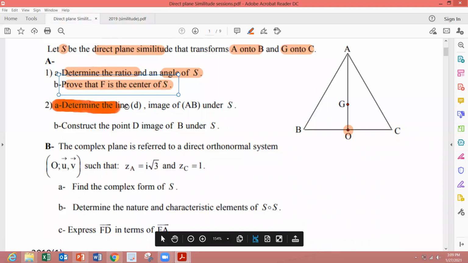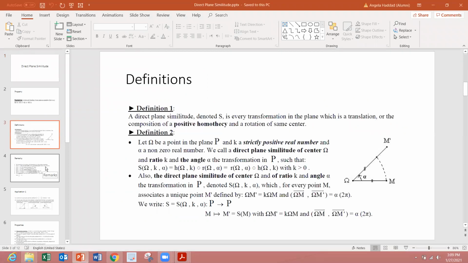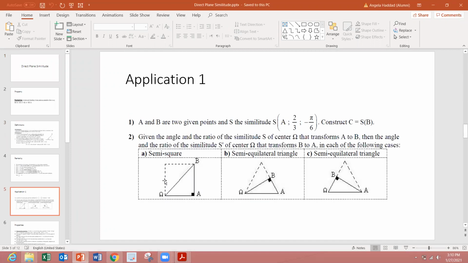Determine the line D, the image of the line AB under S. What is the image of a line by dilation, by similitude? In our previous course, what did we say about the image of a line?